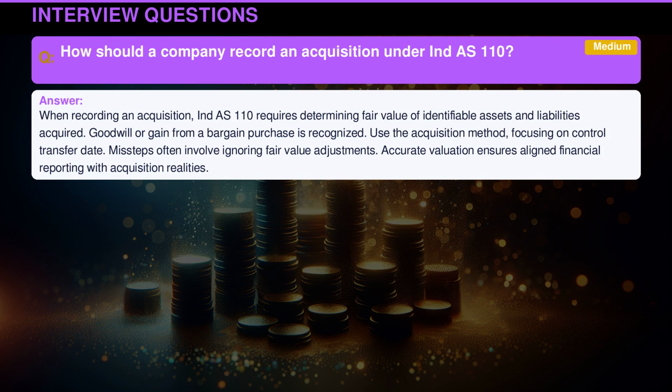When recording an acquisition, Indian Accounting Standard 110 requires determining fair value of identifiable assets and liabilities acquired. Goodwill or gain from a bargain purchase is recognized. Use the acquisition method, focusing on control transfer date. Missteps often involve ignoring fair value adjustments. Accurate valuation ensures aligned financial reporting with acquisition realities.